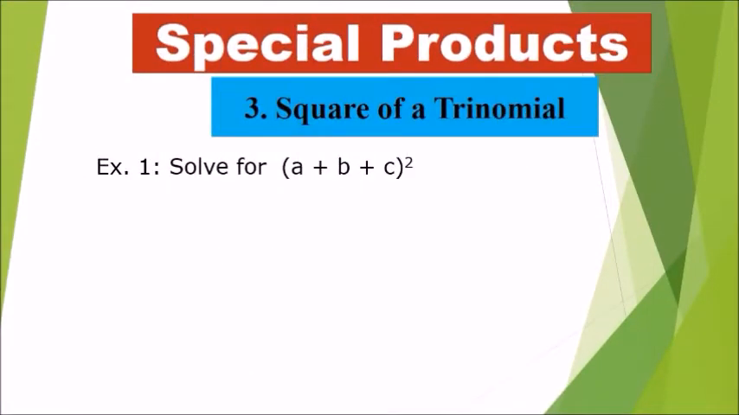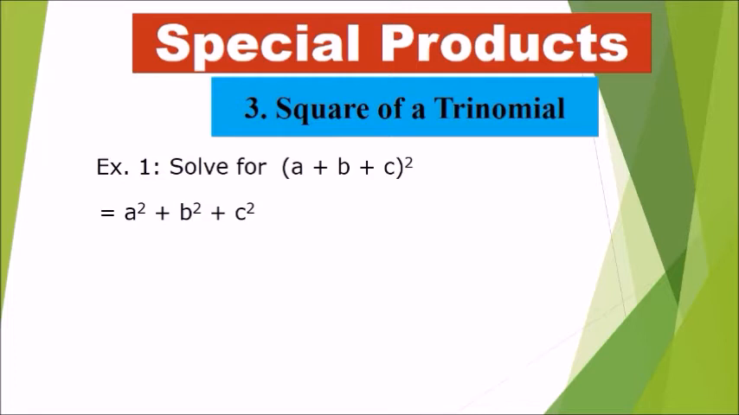Number 1. Solve for the quantity A plus B plus C square. So, based on the rule given a while ago, we need to square the first term. The first term is A square. So, i-square lang natin ano man yung first term. Second, i-square din natin yung second term. Ano yung second term natin? B. So, i-square lang natin yan, magiging B square. Third, i-square the third term. So, anong third term natin? C. So, we need to square that.